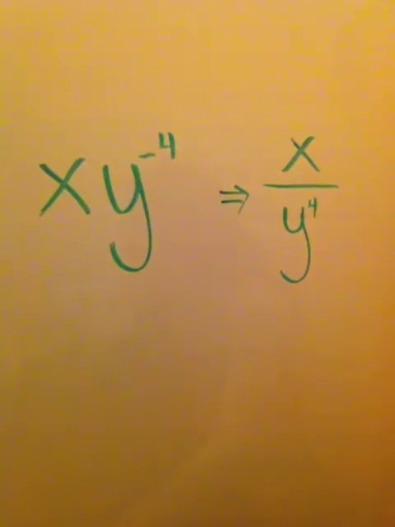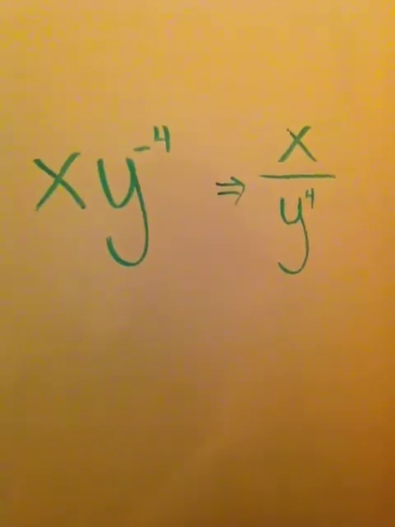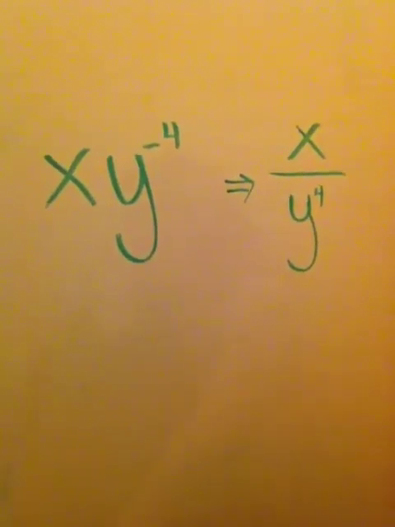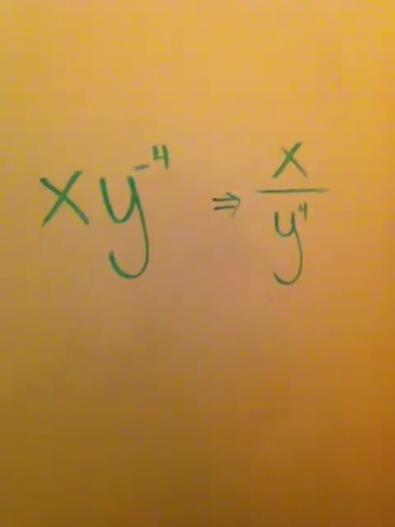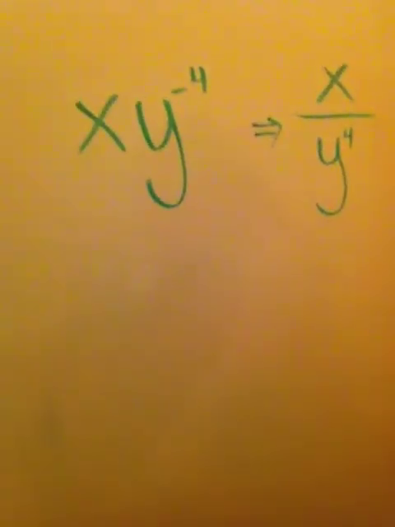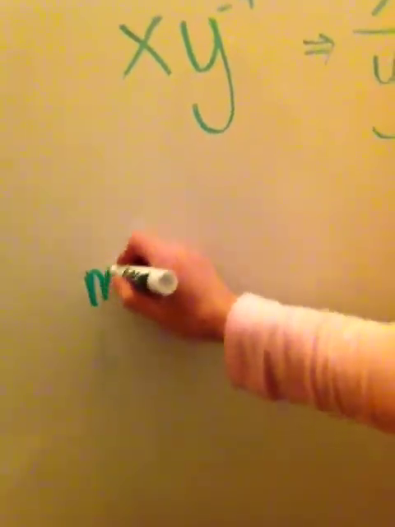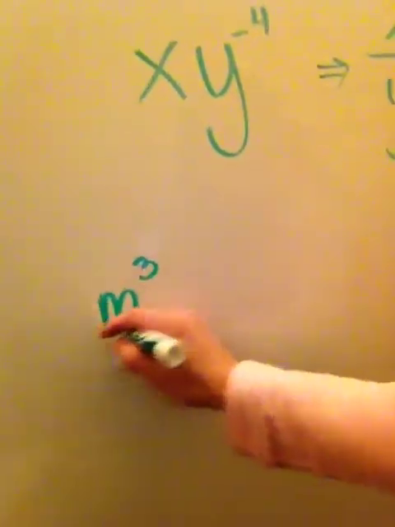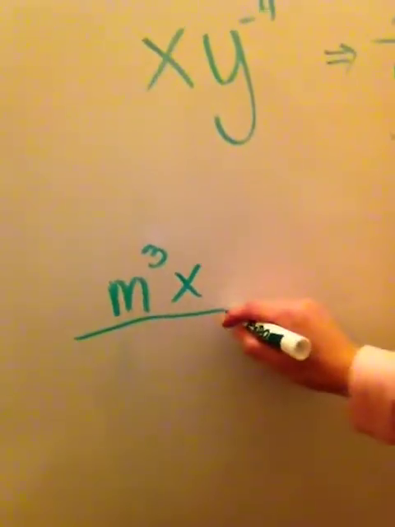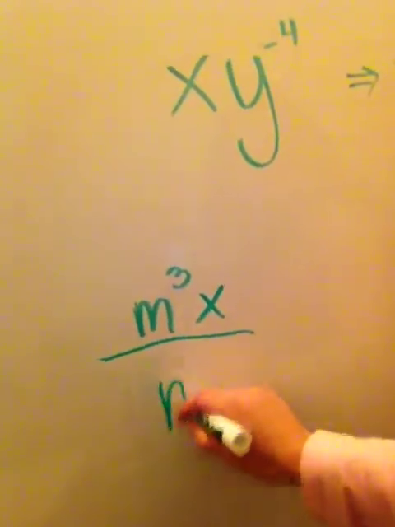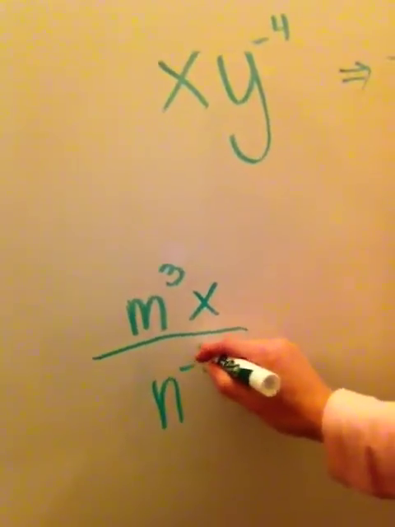And then he becomes positive. Okay, let's try another one, kind of similar. Let's do m to the 3rd x over n to the negative 5.